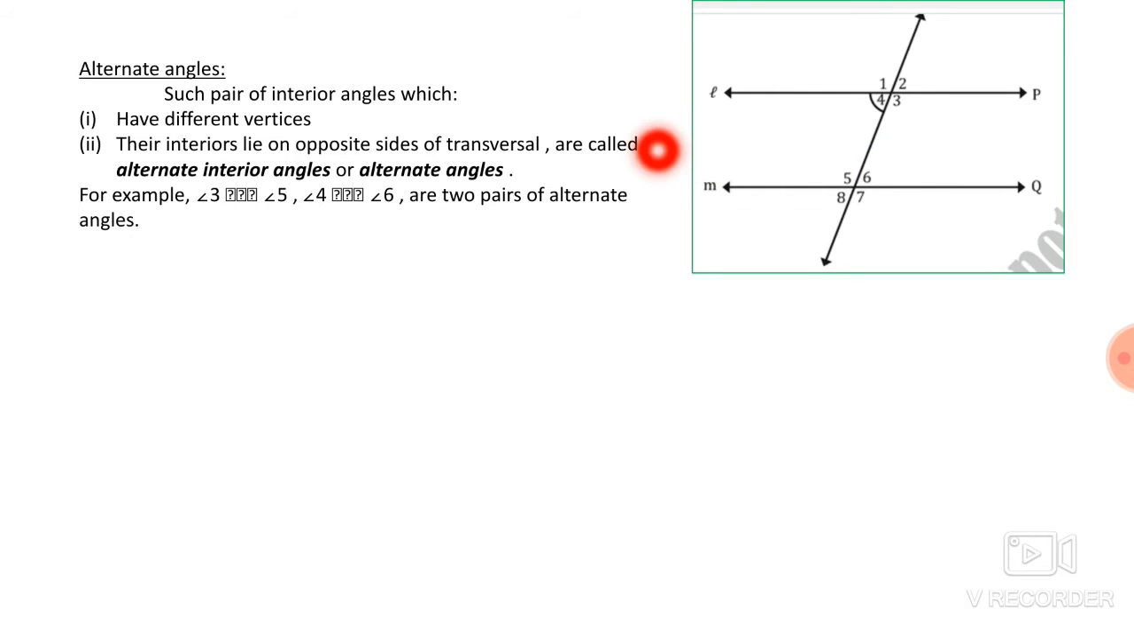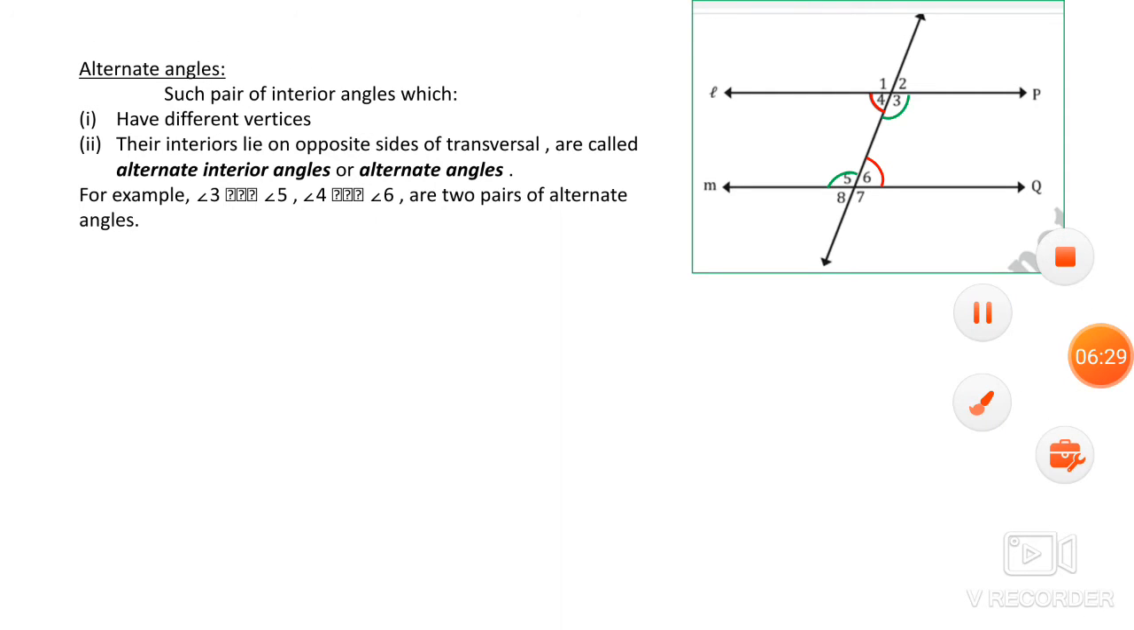Now the second condition says the angles should have interiors on opposite sides of the transversal. So 4 is on the left side, so its alternate angle will be on the right side. It means the alternate angle of angle 4 is angle number 6. Similarly, the alternate angle of angle number 3 is angle number 5.